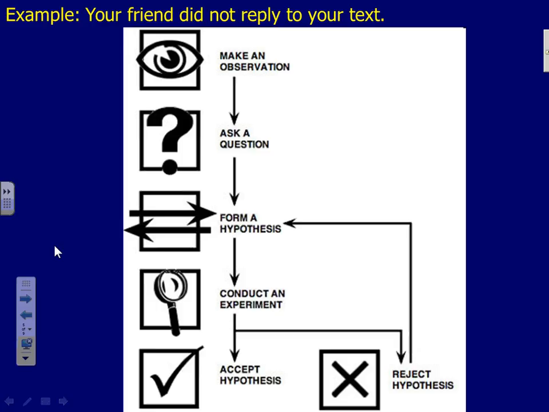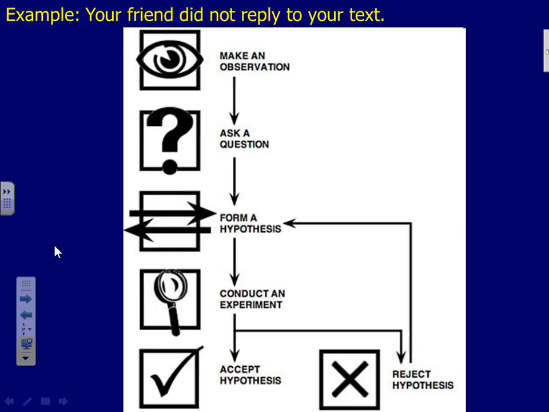Every time you encounter something that you are not accustomed to, your brain will automatically kick in. You'll quickly ask yourself a question. What's going on? Why aren't they replying to my text? Okay, let's do an experiment. Maybe I can send them an email and see if they reply, and then you go through a whole bunch of stuff. And then eventually you have to go and talk to them.